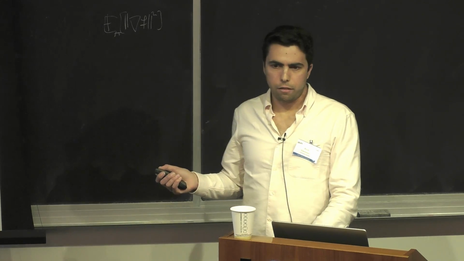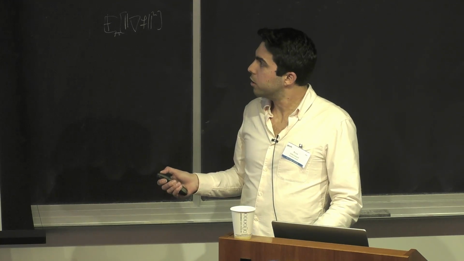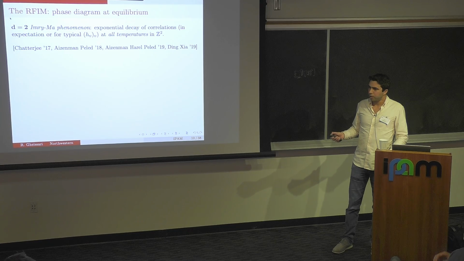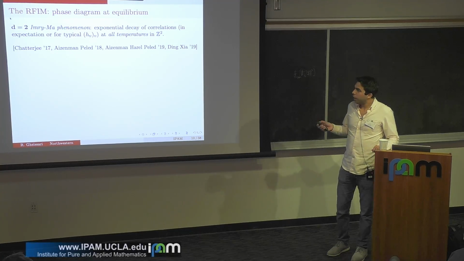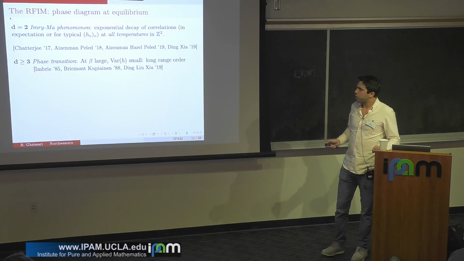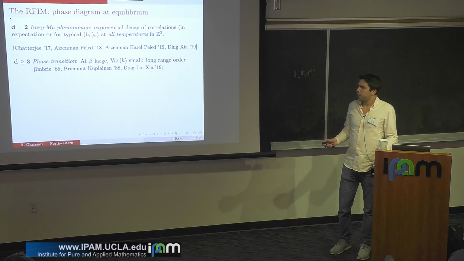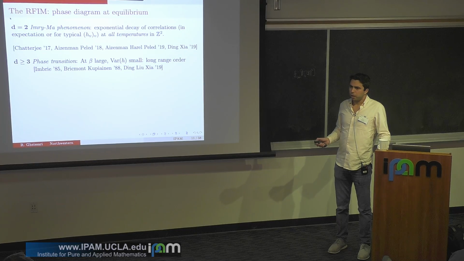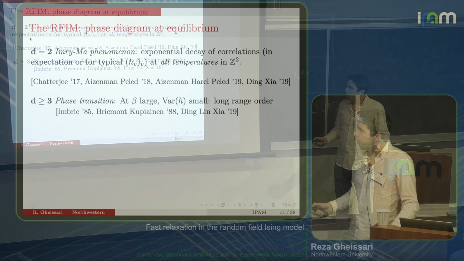And in those regions, if you're low temperature without the field, then you don't have exponential decay of correlation. So that's why I wrote in expectation or for typical realizations of H. Okay? That'll be important. In dimension D at least 3, there's a phase transition. So you preserve the long-range order at beta large when the variance of the random field is small.